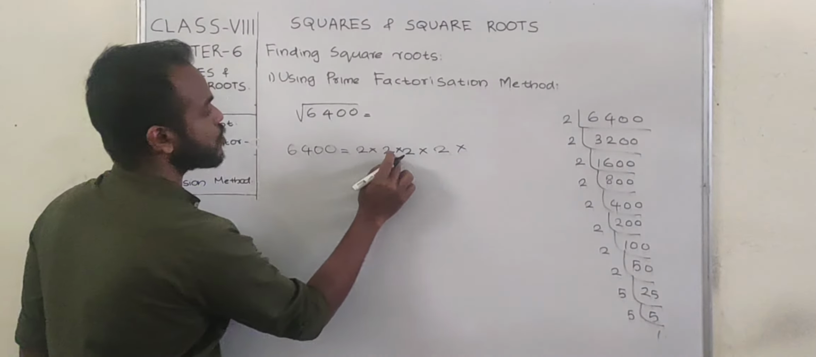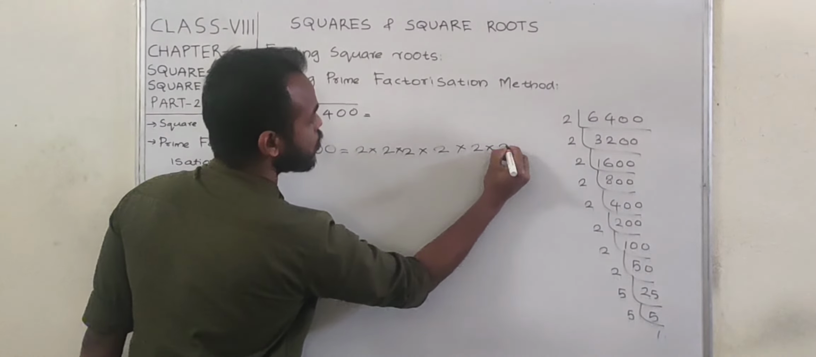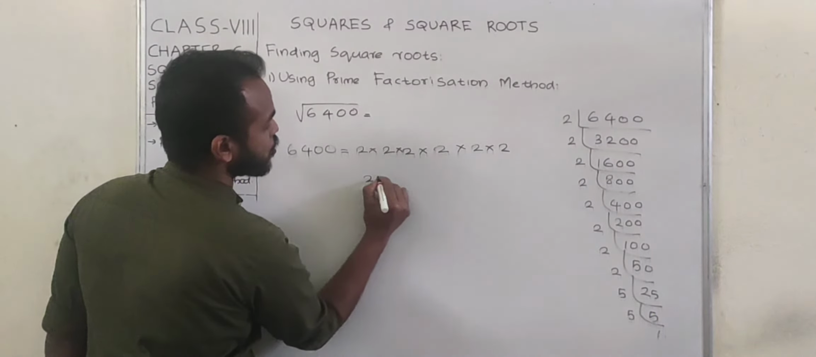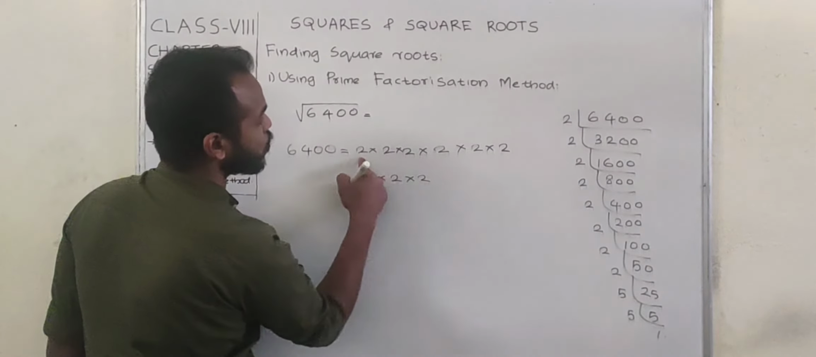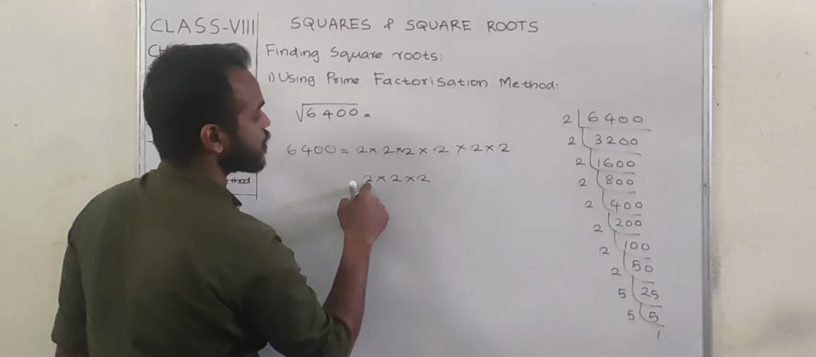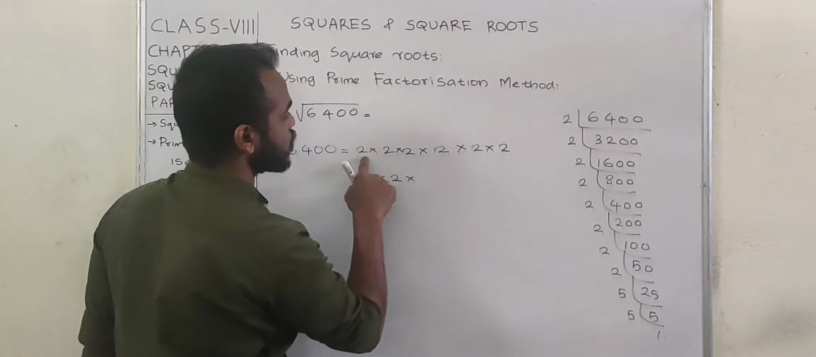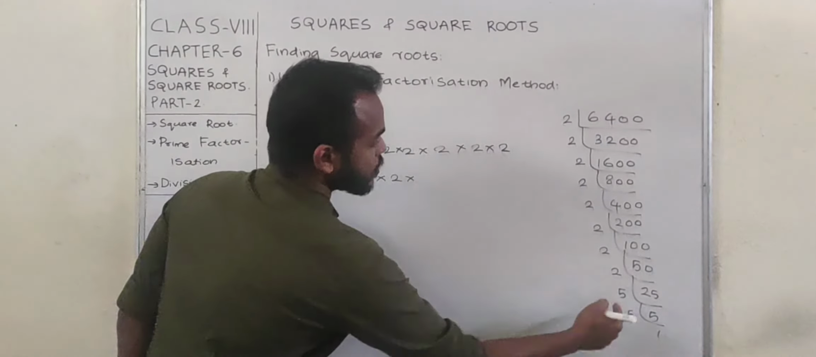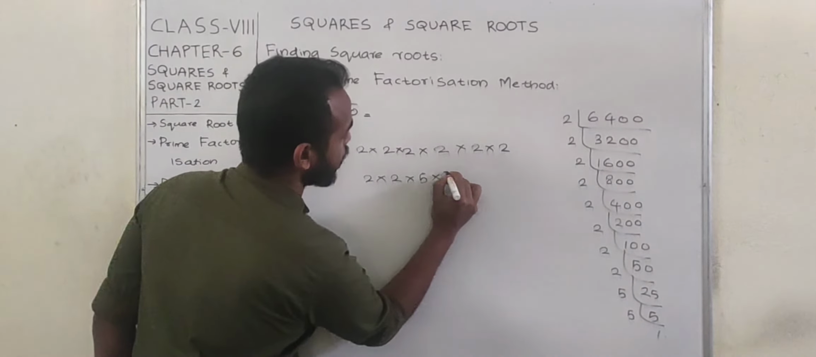So there is already 1, 2, 3, 4. Then 4 more to go: 2, then 2, 2 and 2. 1, 2, 3, 4, 5, 6, 7, 8. So this is an extra one. And who is left? 5 and 5.